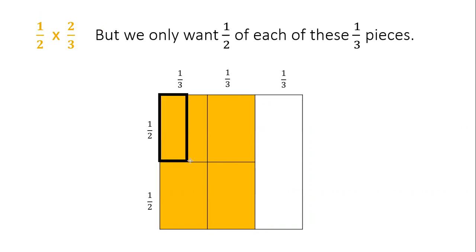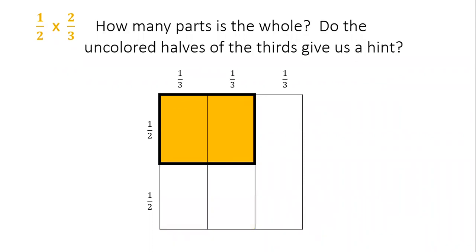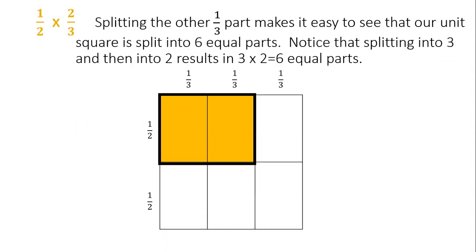So now this is the outline of the first 1/2 of the first third, and here I've included 1/2 of the second 1/3 part. How many parts is the whole? The uncolored halves of the thirds give us a hint. Splitting the other 1/3 part makes it easy to see that our unit square is split into 6 equal parts. Notice that splitting into 3 and then into 2 results in 3 times 2, or 6 equal parts.